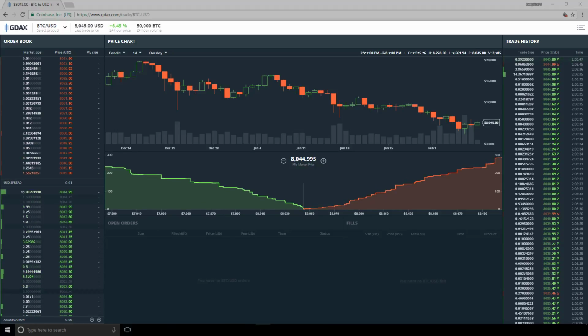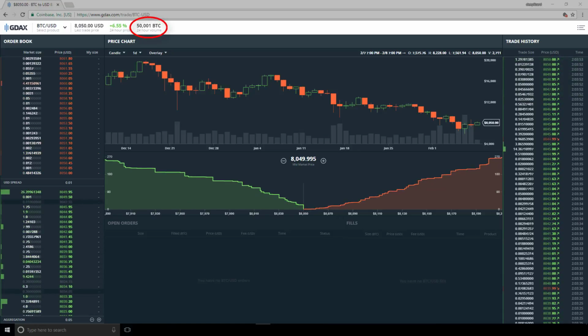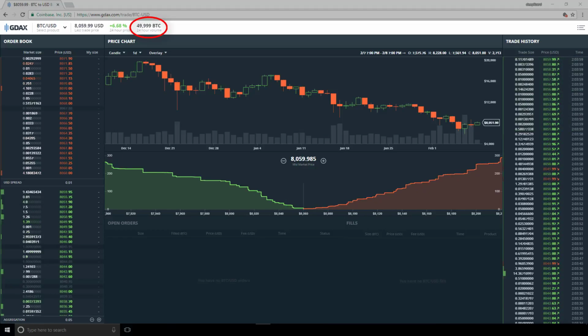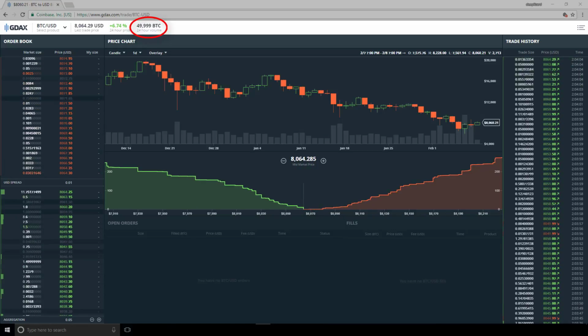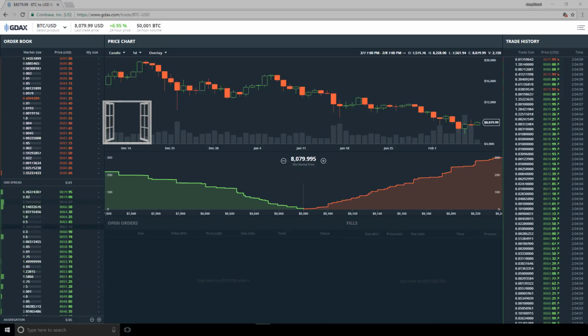The second location in GDAX where we can see a volume number is at the top on the navigation bar. This volume number is labeled 24-hour volume. This volume number is calculated differently than the bars we see in the chart. The calculation doesn't use fixed buckets, but uses a moving bucket. This type of bucket is usually referred to as a sliding window.